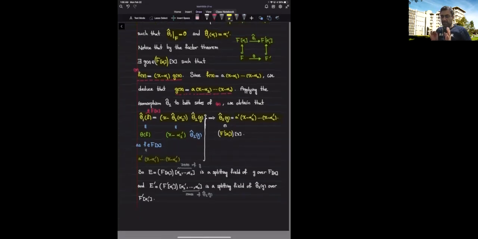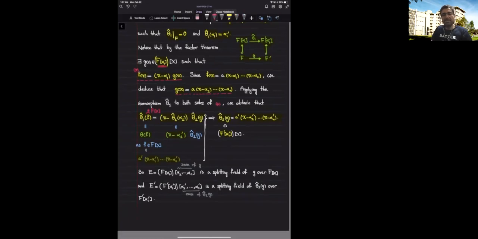Okay, so let's look at these equations carefully. We want to use the strong induction hypothesis and apply it to the polynomial g. That means I need to get a better understanding of the splitting field of the polynomial g. Notice the polynomial g has coefficients inside this slightly larger field.